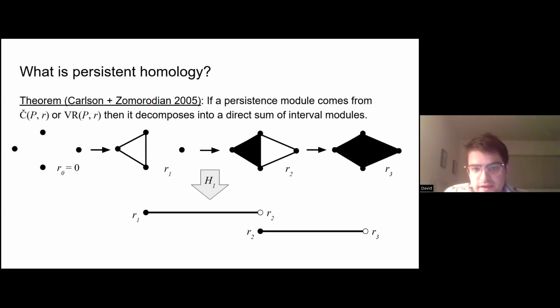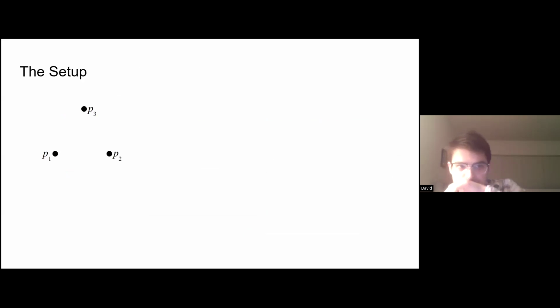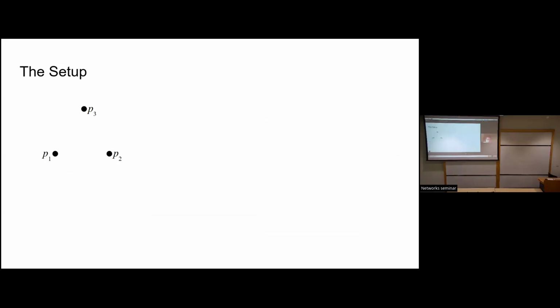You give me an index i, and then I apply ith homology to my Čech or Vietoris-Rips filtration, and out comes this collection of intervals, which people call a barcode. Okay? So this is the setup of my talk. So here's a point cloud. It's an ordered point cloud of n points in d-dimensional space. So here n is 3 and d is 2, right?